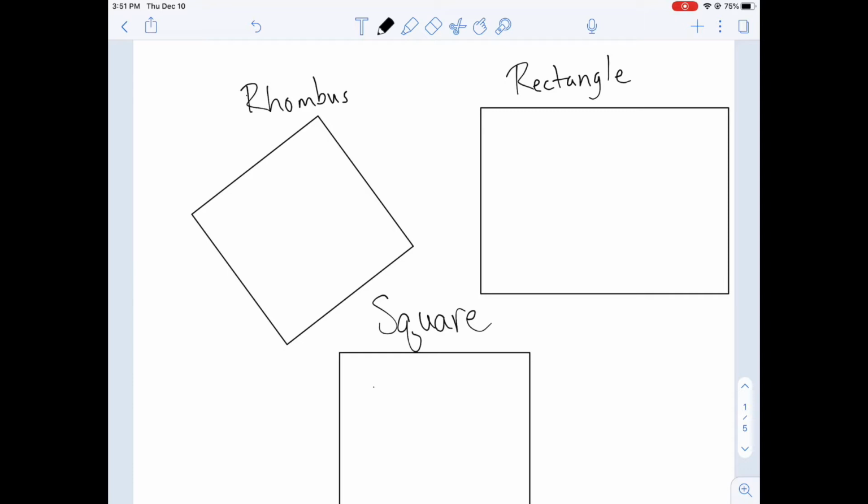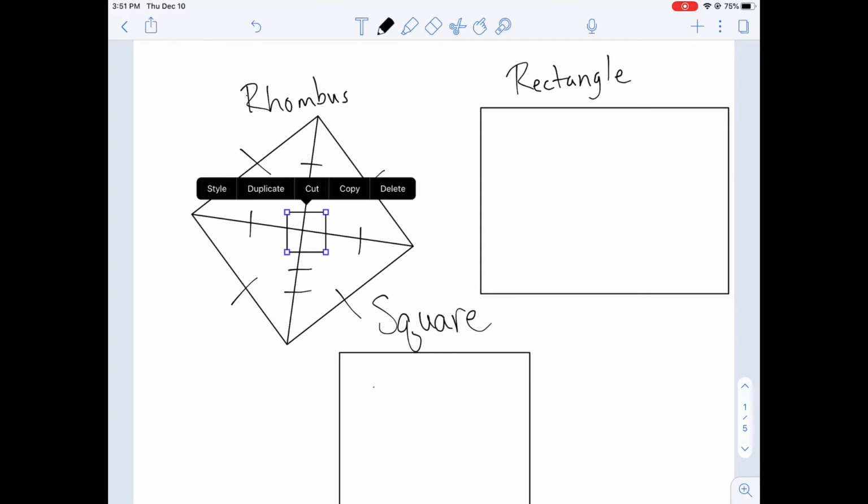And we learned last time all the properties for these three shapes, so let's just make sure we remember. So a rhombus has four congruent sides. It also has diagonals that bisect each other. All of these meet at 90 degrees. And all of these opposite angles are congruent to each other. So that's everything for a rhombus.